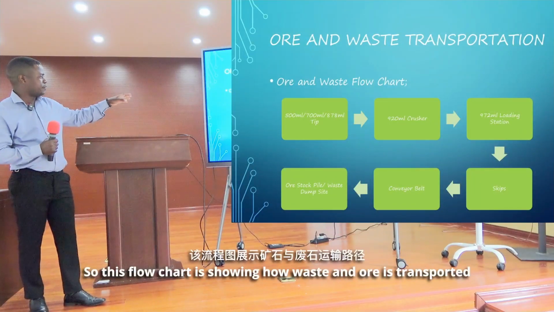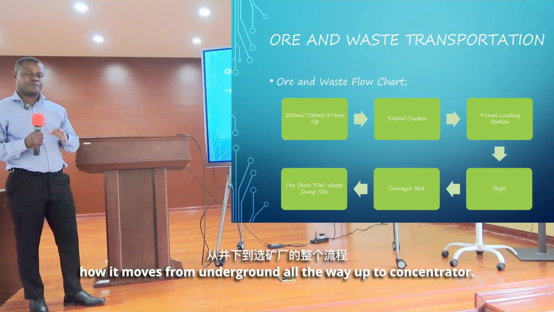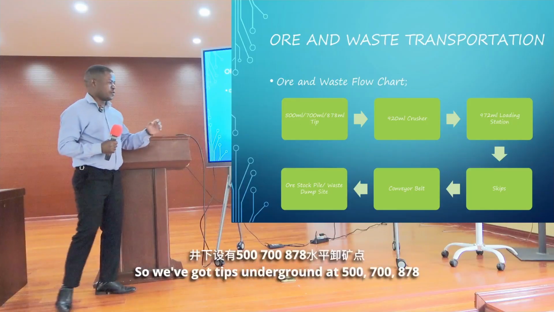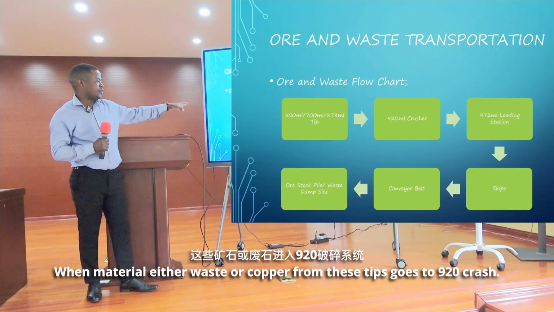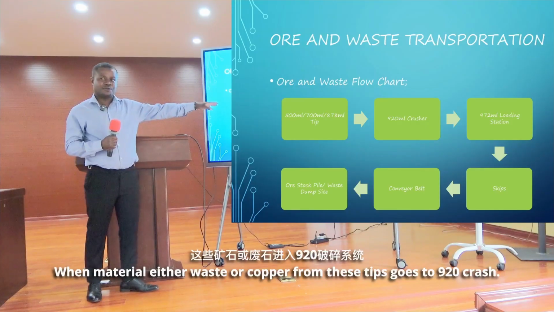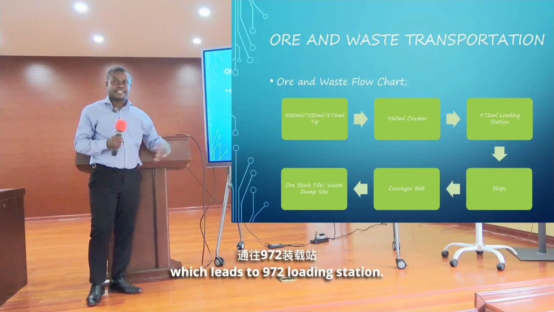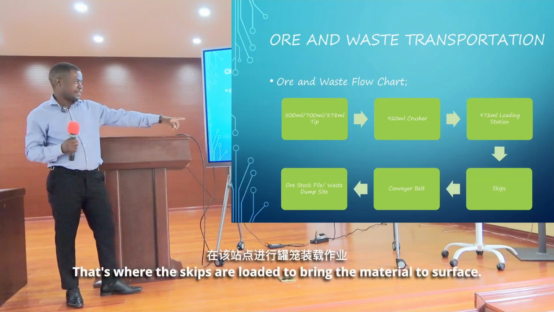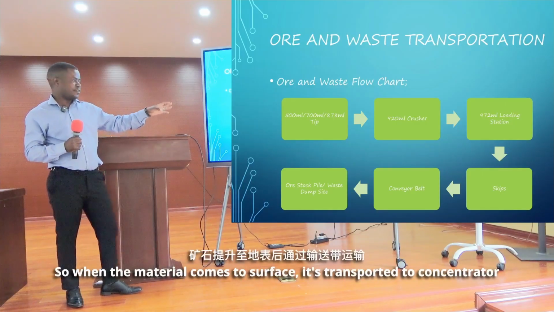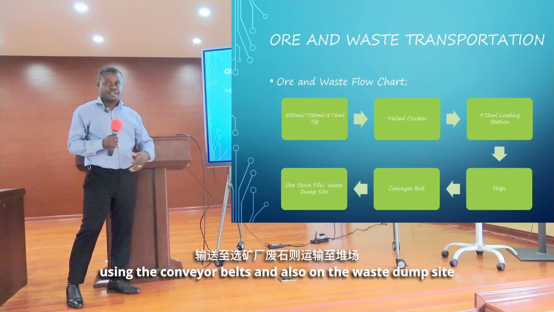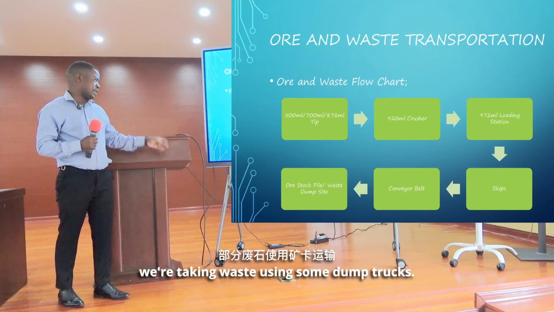This flow chart is showing how waste and ore is transported, how it moves from underground all the way up to the concentrator. So we've got tips underground at 500, 700, 878. When material, either waste or copper, from these tips goes to 920 crusher. Once crushing is done, there's a common pass which leads to 972 loading station. That's where the skips are loaded to bring the material to surface. When the material comes to surface, it's transported to the concentrator using the conveyor belts, and on the waste dump site, we're taking waste using dump trucks.